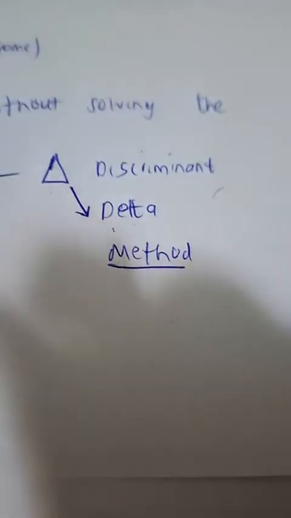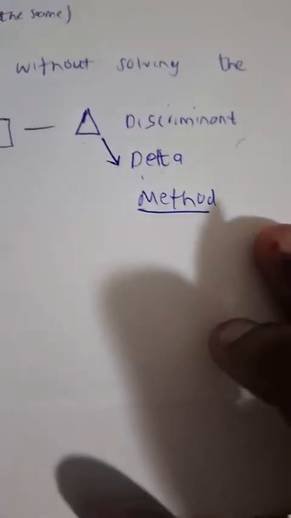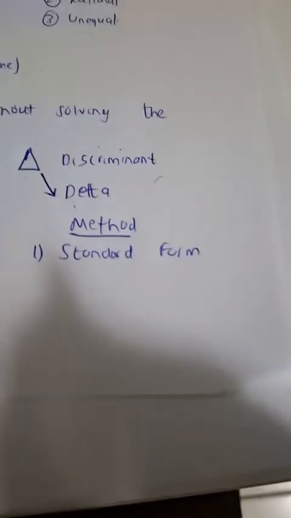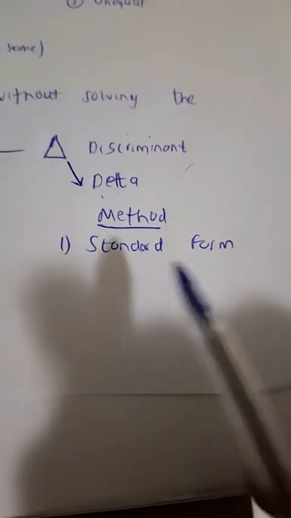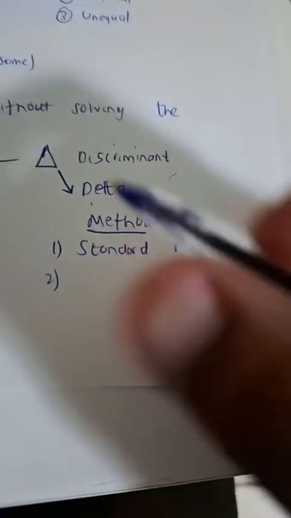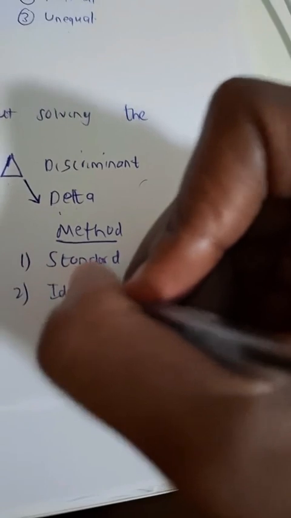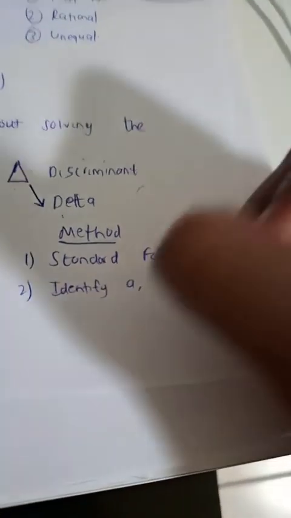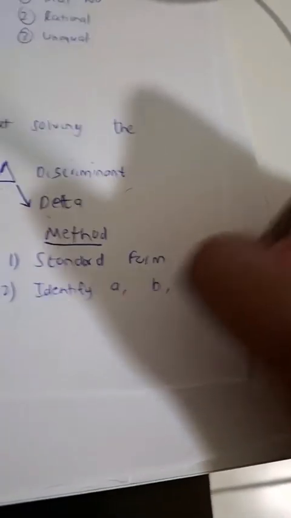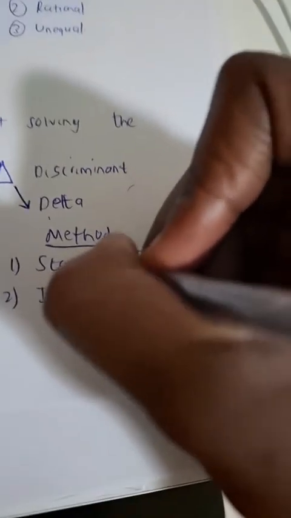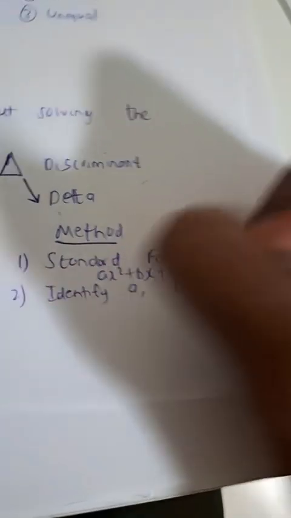There is a method to discuss or determine the nature of roots without solving the equation. Step number one, we need to make sure that the equation given to us is in standard form. Then step number two, we need to identify our a value, our b value, and our c value. Remember, the standard form of a quadratic equation is ax squared plus bx plus c is equal to 0.